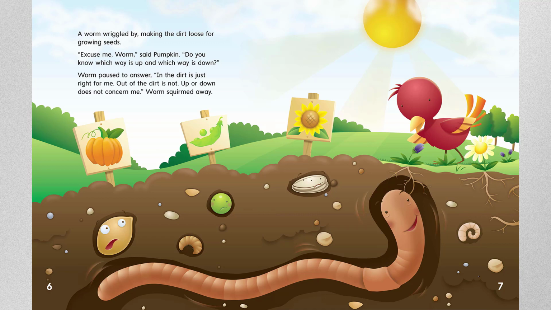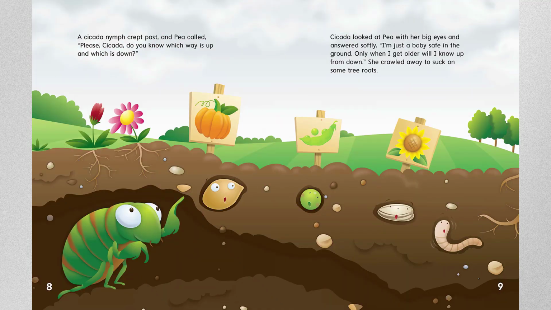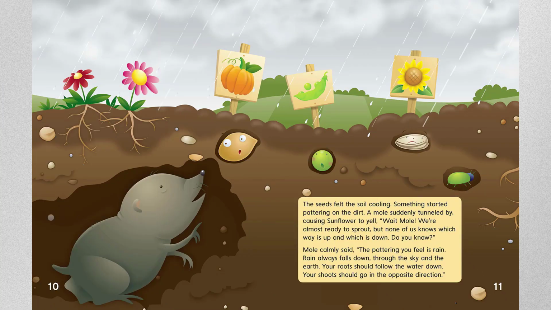Worm squirmed away. A cicada nymph crept past, and Pea called, "Please, cicada, do you know which way is up and which way is down?" Cicada looked at Pea with her big eyes and answered softly, "I'm just a baby safe in the ground. Only when I get older will I know up from down." She crawled away to suck on some tree roots. The seeds felt the soil cooling. Something started pattering on the dirt.